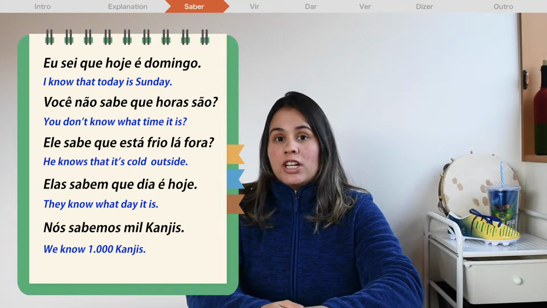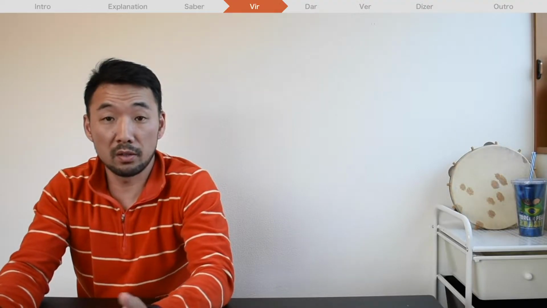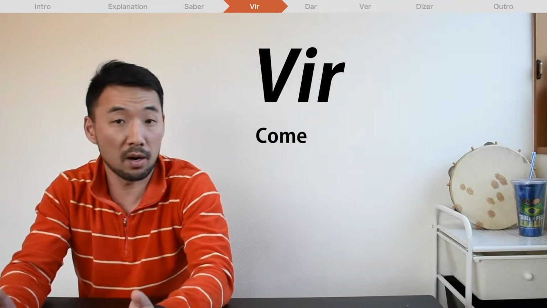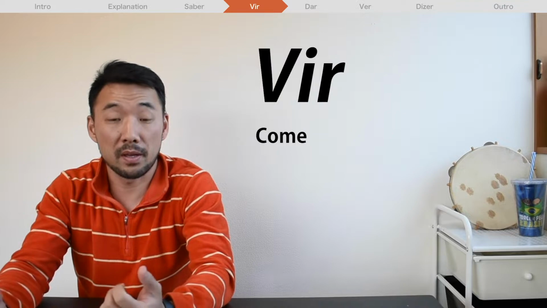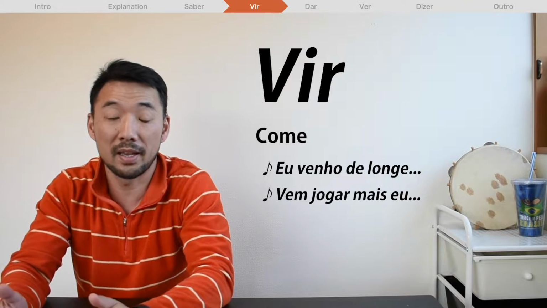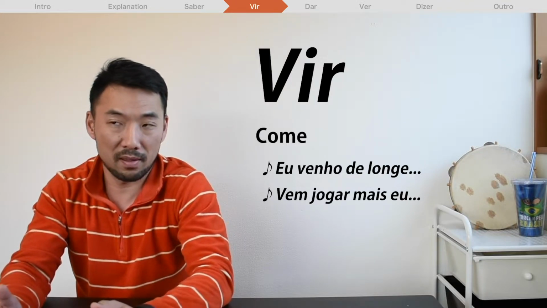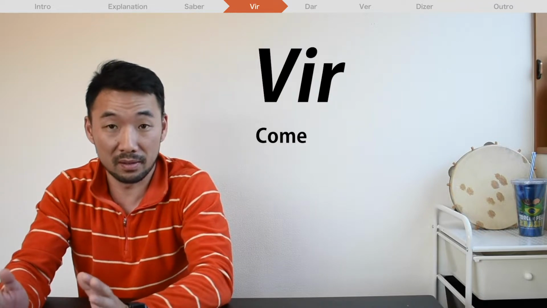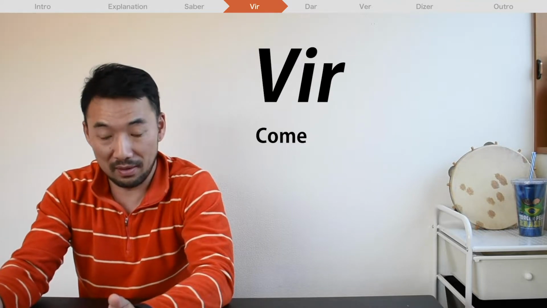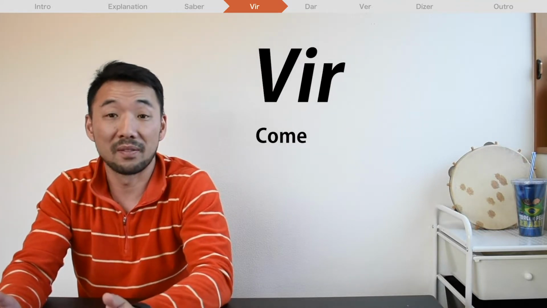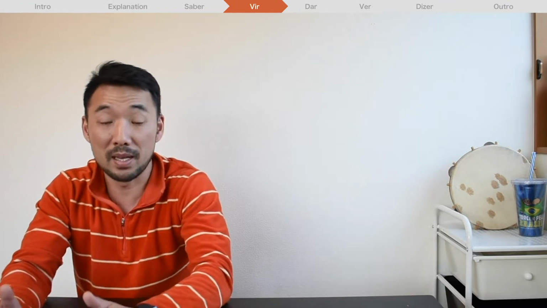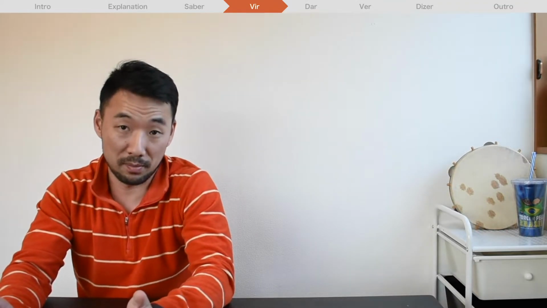Nós sabemos 1000 kanji. Alright, moving on to vir, which means to come. There's nothing too complicated about this verb. If you're a capoeirista, this verb comes up a lot in the songs. The only thing for me personally is that this verb vir is very similar to the one I'm going to introduce later on, ver, which means to see. I kind of get mixed up sometimes, but vir means to come. Let's look at some examples.